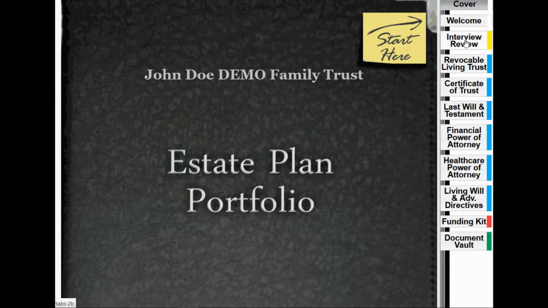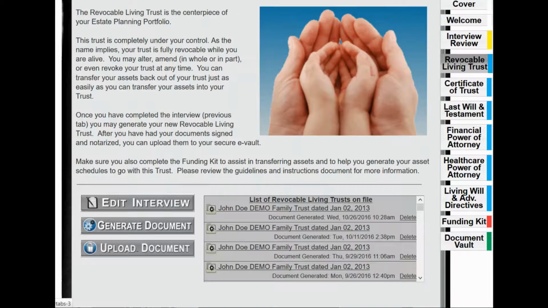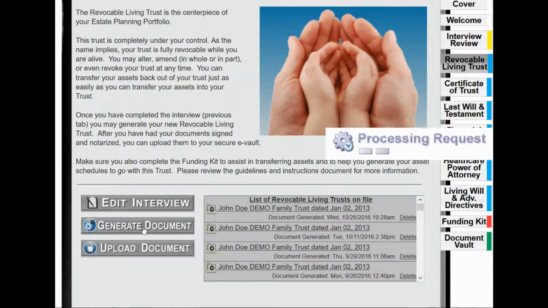The welcome here, the interview, review, which you've already completed the interview, so we can go right straight into each one of the tabs for each one of the documents. So you've got your revocable living trust. Here we've got information about your trust. All this information has been created as a result of how you answered the questions during the interview. The first thing you want to do is hit generate document. So now what the system is doing is taking the information that you have entered during the interview process. It's processing that through the software platform. Takes just a few seconds.